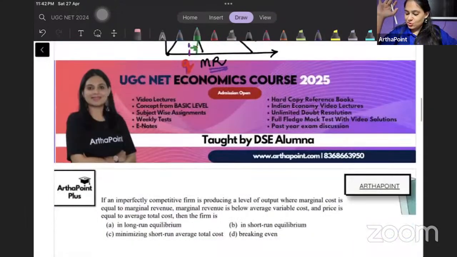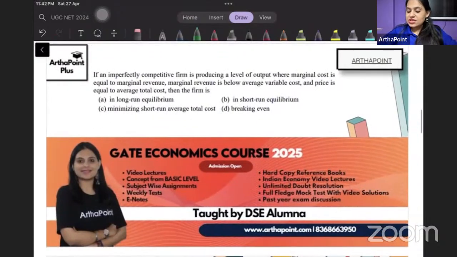Okay, children, let's go to the next question now. So it says, if an imperfectly competitive firm is producing at a level of output where MC is equal to MR, MR is below AVC and P is equal to ATC, then the firm is in. Basically the whole plot is the same, but the options have been changed.